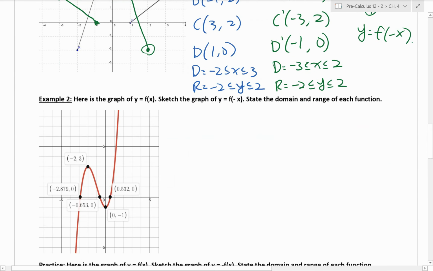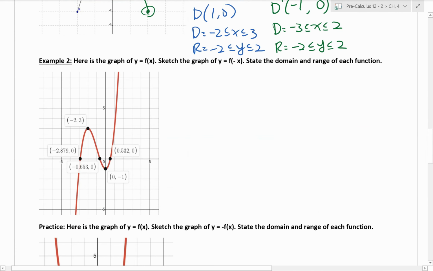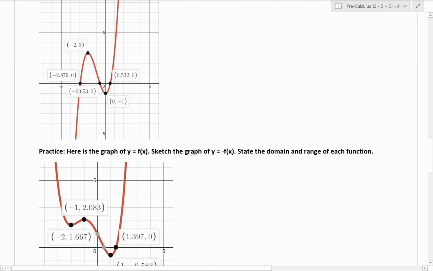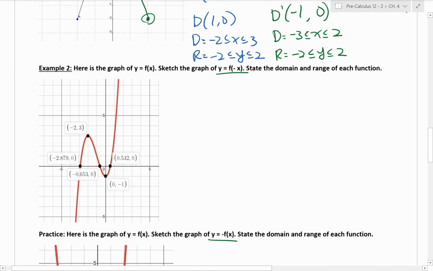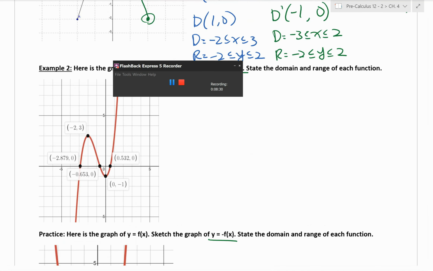Okay, here's the second example. I kind of already showed you how to do it, because this time it doesn't tell you which one it reflects over, but it shows you in the equation. It says we are going to graph y equals f of negative x, and this one tells you to graph y equals negative f of x. So this one means changing x values from positive to negative and vice versa. This one is changing the y values. So I'll let you try both of these and see how that goes. Pause the video.